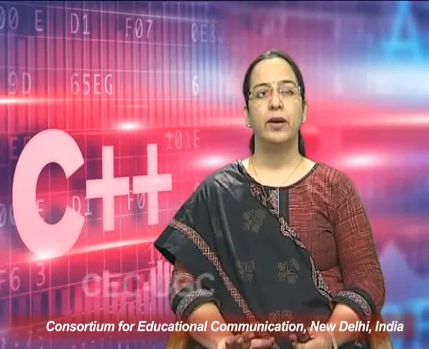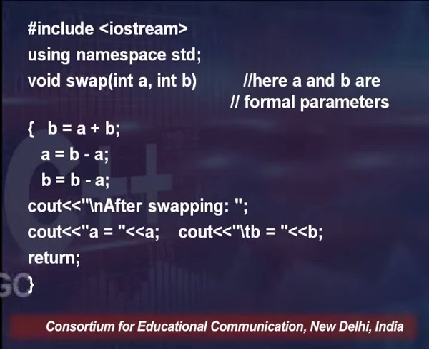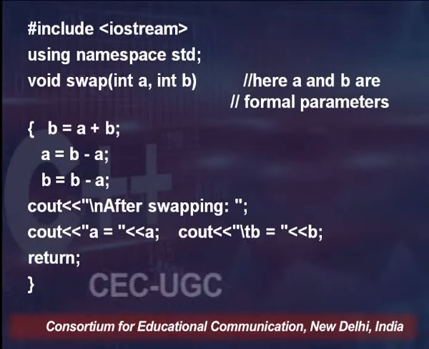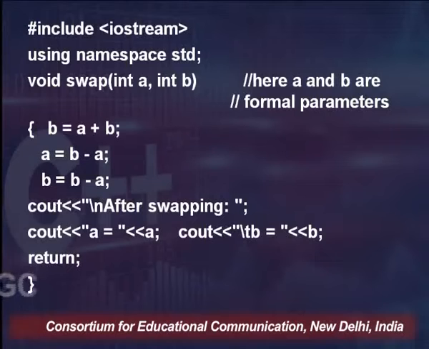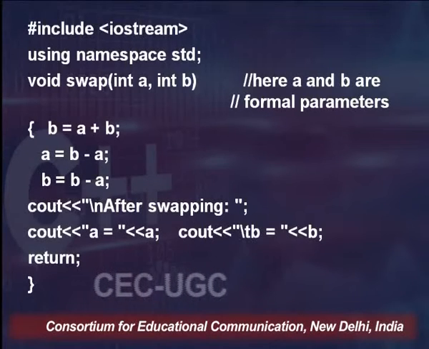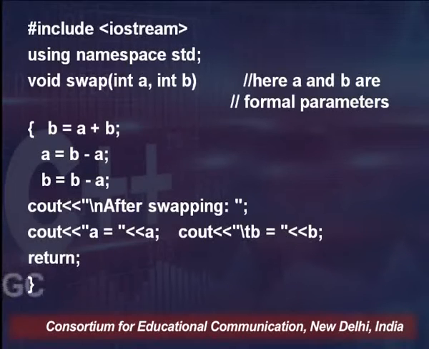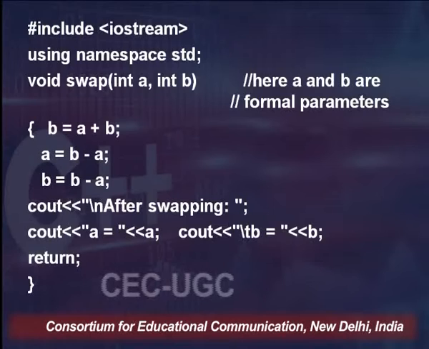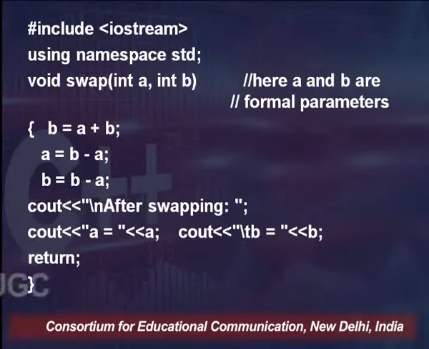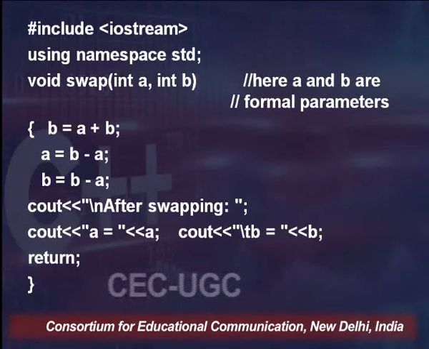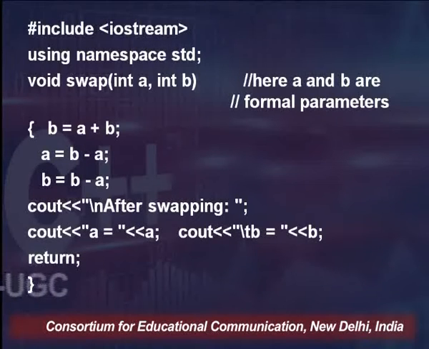I have taken one function where the function name is swap, the return type is void, and there are two parameters, int a and int b. So a and b are the formal parameters. This function swaps the values of a and b by doing some simple arithmetic, plus and minus. So b = a + b, a = b - a, and b = b - a. Initially we combine the two values, then take one value and store it in a, and the remaining value is stored in b.